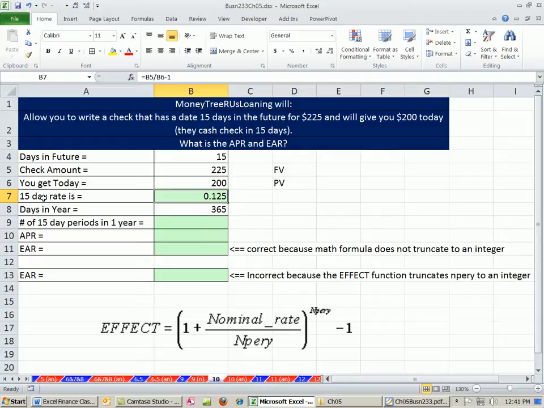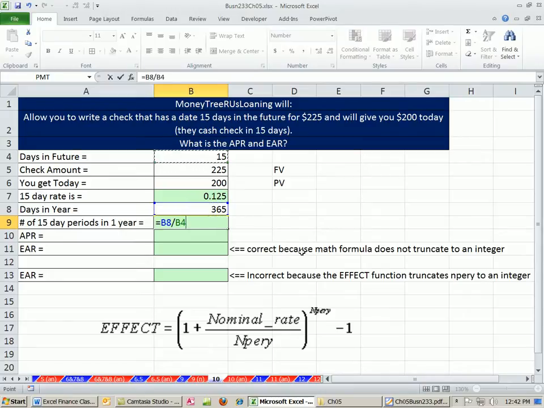OK, so 15-day rate. There's 365 days in a year. Before we can actually figure out, we can figure out the APR right off the bat, except we don't know how many periods there are, right? We know that there's 15 days, but how many 15-day periods are there in a 365-day year? Well, to figure out how many periods, that's the number of 15-day periods in 1 year, we say equals 365 divided by 15.